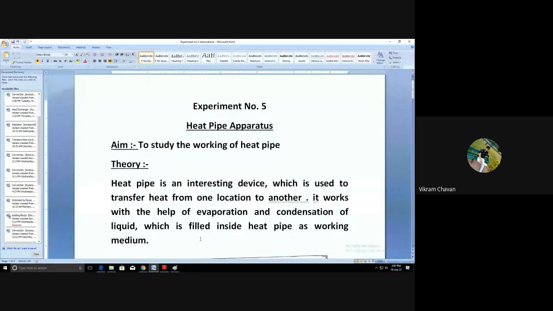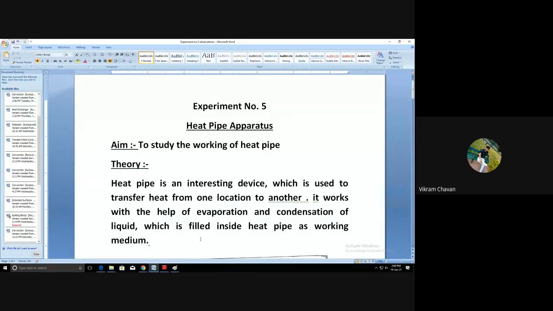As we know, in a refrigerator, if you want to remove heat from the products you have placed in it, we require an external source of energy or a moving part, that is a compressor, which drives the refrigeration process. But in a heat pipe there is no requirement for any external device or energy source. Whatever operations are performed are inbuilt inside that particular heat pipe.